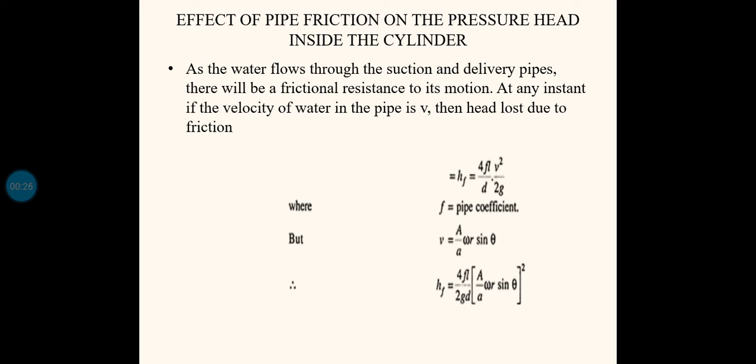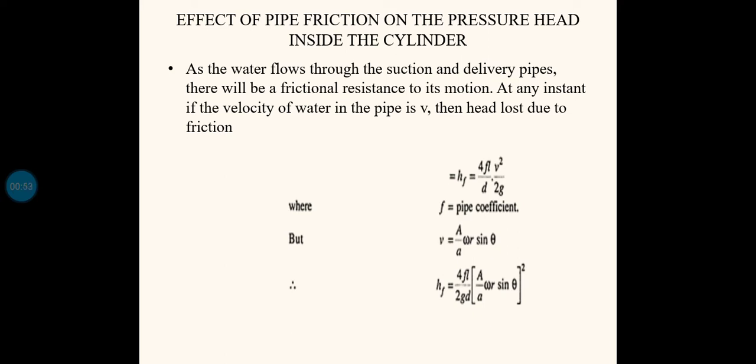Since the water is flowing through the suction pipe and the delivery pipe, there will be some frictional effect while the water is flowing. That frictional effect will produce some pressure head inside the cylinder, or in order to overcome that frictional effect, some more pressure is to be produced inside the cylinder, then only the required suction and delivery will be completed. As water flows through the suction and delivery pipes, there will be a frictional resistance to its motion.